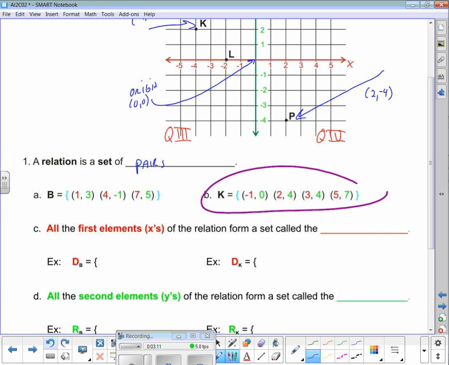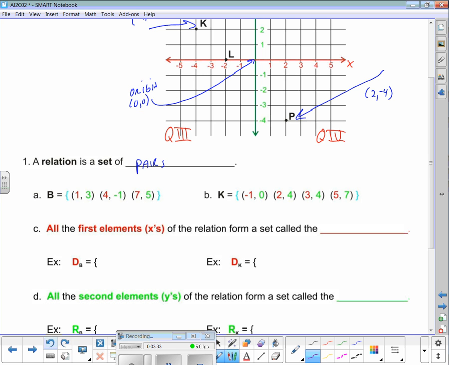Second example, example K, we have 4 points. -1 is paired up with 0, 2 with 4, 3 with 4, and 5 with 7. Okay, so sets of pairs. Now, if everything were not paired up, then you would not consider it a relation. It would not be a relation. Everything has to be paired for it to be a relation.